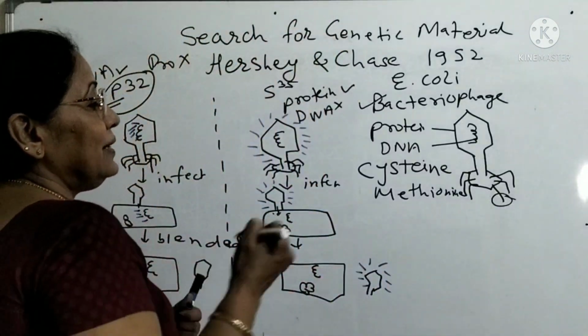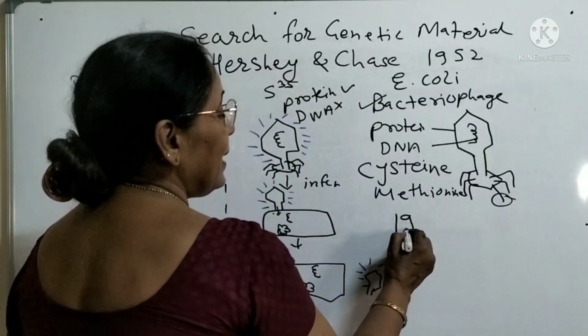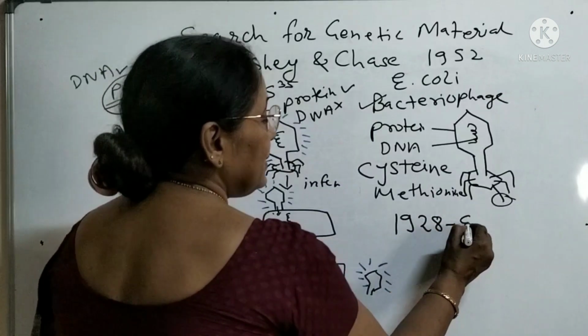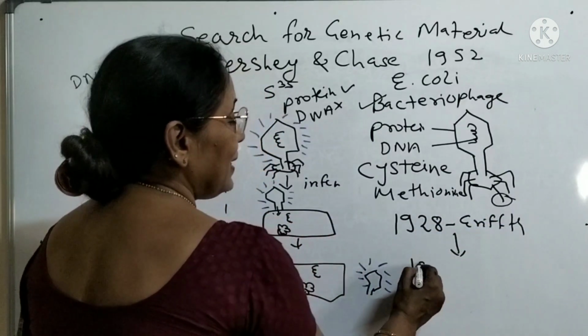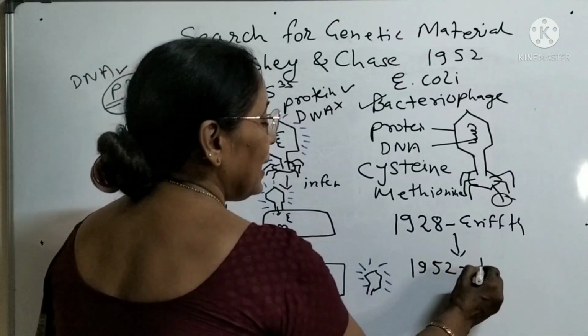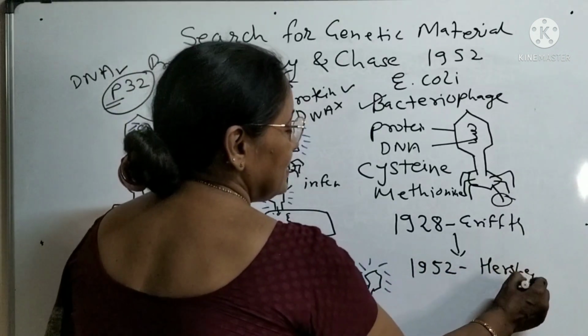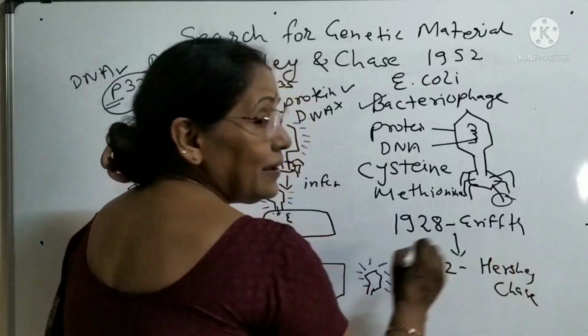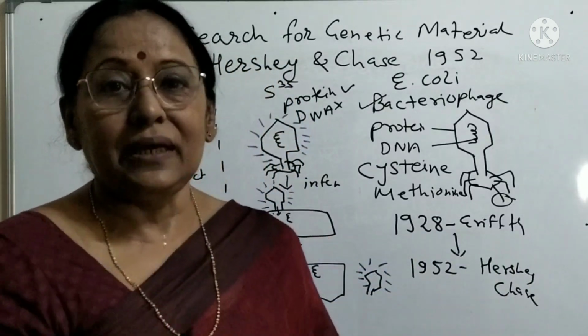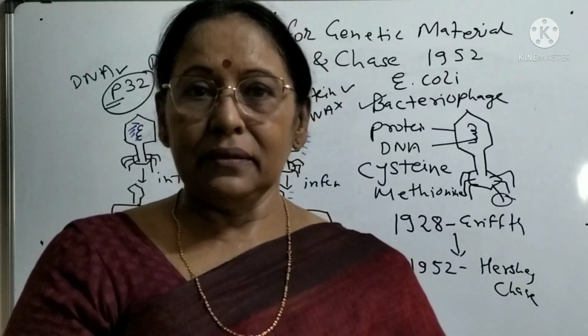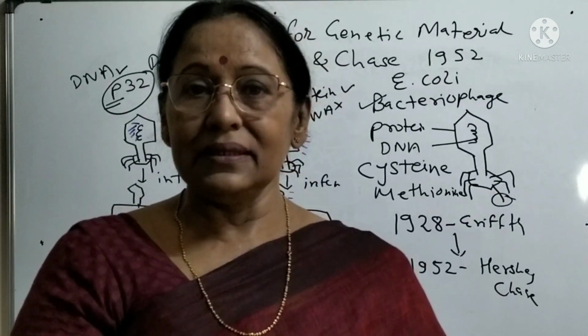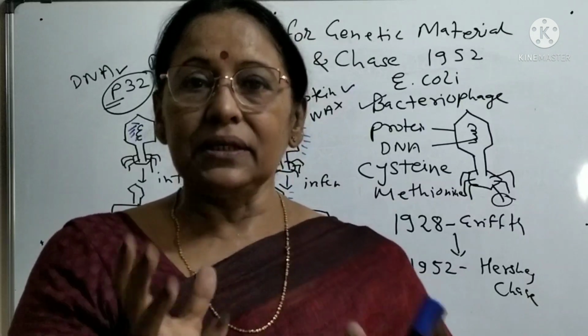So the journey we started in 1928 by Griffith was successfully completed in 1952 by Hershey and Chase. Here ends the search for who the genetic material is. Now we'll start the search for the structure of DNA.